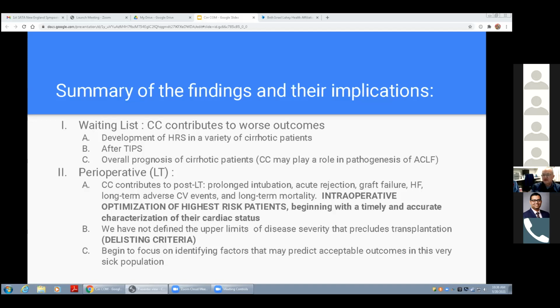Finally, from a utilitarian perspective, thus far we don't have day-of-transplant delisting criteria for patients with cirrhotic cardiomyopathy. And only with better characterization using contemporary cardiovascular parameters can we hope to identify, among the very sick patients who present for transplantation, those patients who are most eligible or have the highest chance of success with operation.